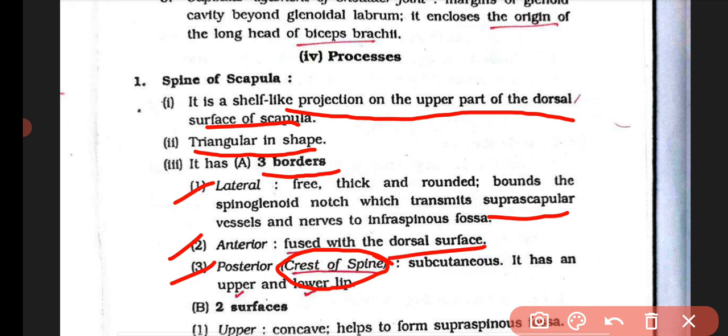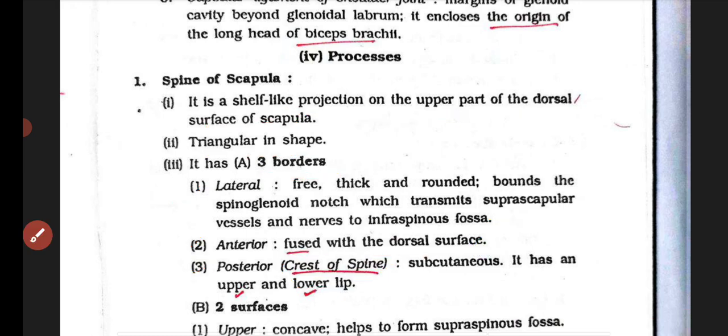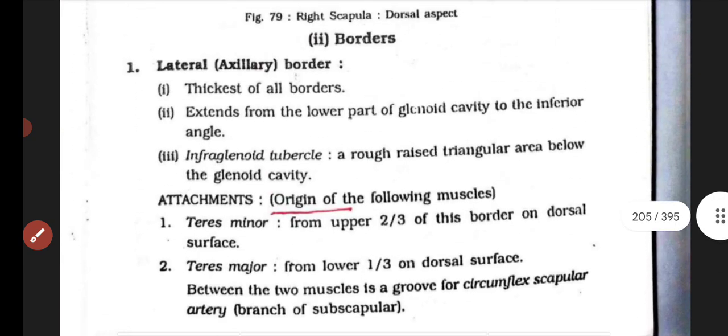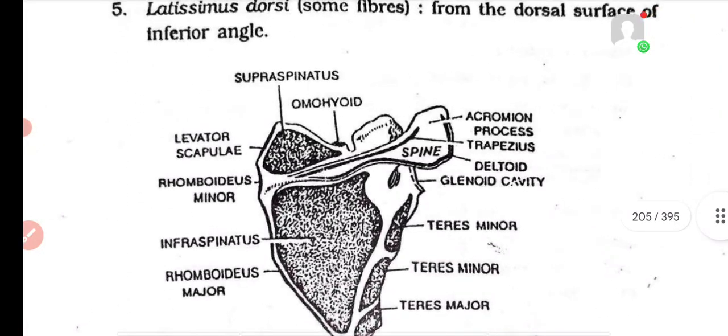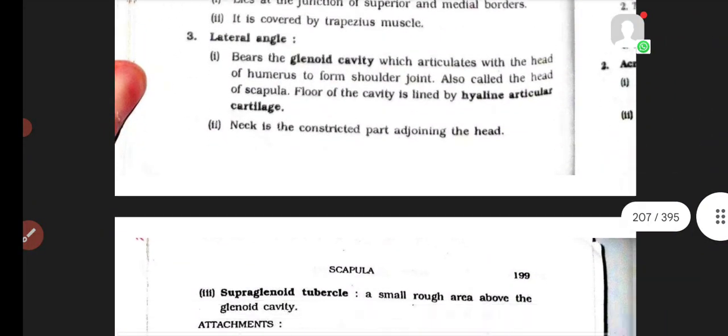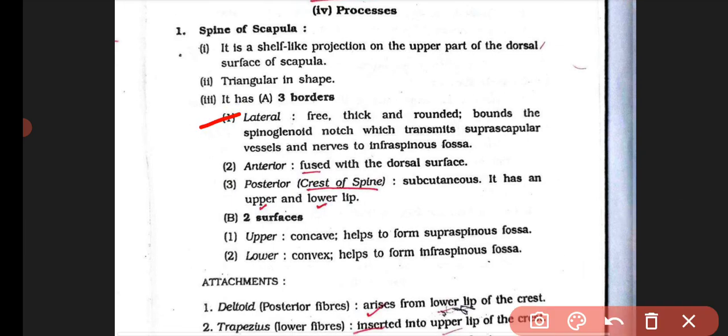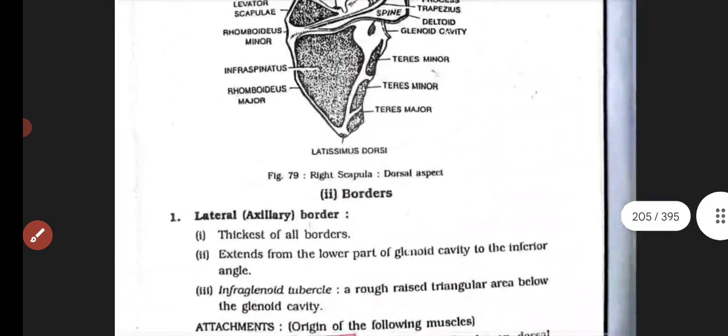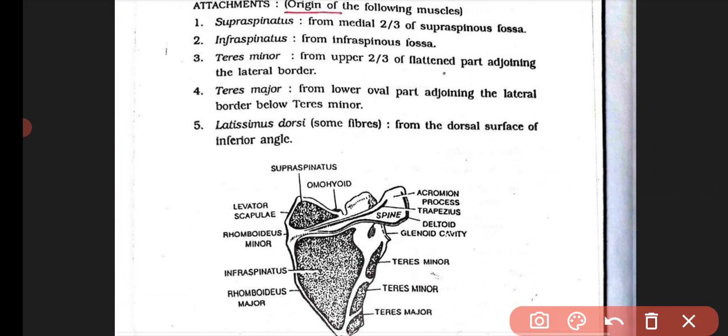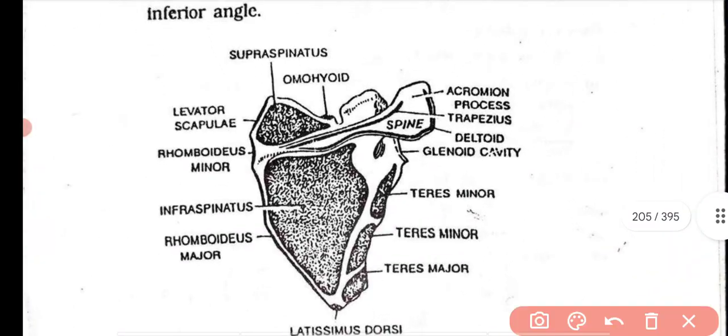Now, the spinous process also has 3 borders. Let's see. The spinous process has a lateral border, anterior border, and posterior border. This one is the lateral border, this one is the anterior border, and this one is the posterior border. Okay.